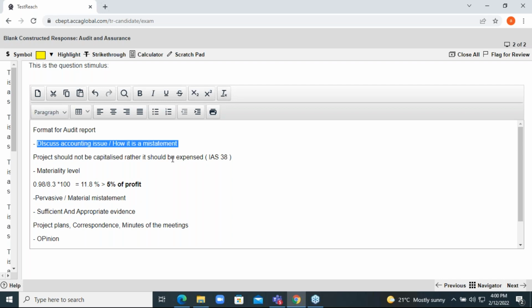The deciding factor for you is whether there is a material misstatement or not. If there is a material misstatement, you are going to choose between qualified opinion, adverse opinion, and disclaimer of opinion on the basis of materiality or pervasiveness. If there is no material misstatement, then you are going to choose between emphasis of matter paragraph, material uncertainty paragraph, and other matter paragraph. So this is how it is going to work.